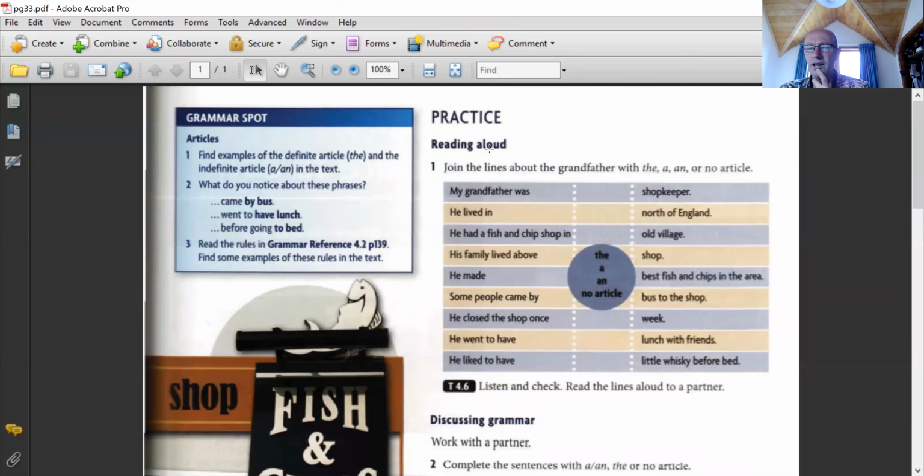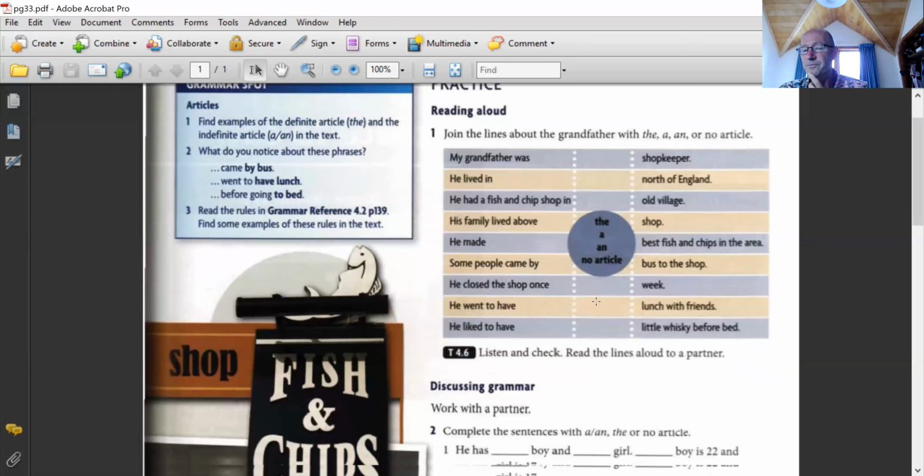Next part, we're going to look at reading aloud. Join the lines about the grandfather with the, an, or no article. So first one, my grandfather was. Okay, so over here, looking in the story, we know his job was shopkeeper. Yep, my father was shopkeeper. What do we put in the middle? My father was the shopkeeper. My grandfather was a shopkeeper. My grandfather was an shopkeeper, or nothing, no article. So maybe we don't need anything. So see which one you think goes in there, and we'll check that next week.